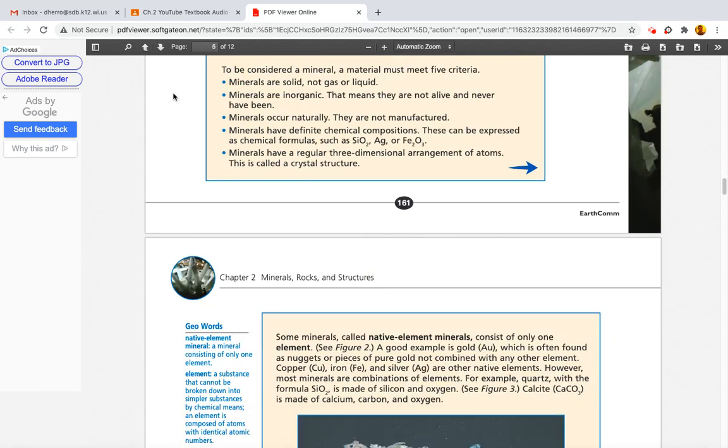To be considered a mineral, a material must meet 5 criteria. Minerals are solid, not gas or liquid. Minerals are inorganic. That means they are not alive and never have been. Minerals occur naturally. They are not manufactured. Minerals have definite chemical compositions. These can be expressed as chemical formulas, such as, okay, you got the different formulas. All right, minerals have a regular 3-dimensional arrangement of atoms. This is called a crystal structure.